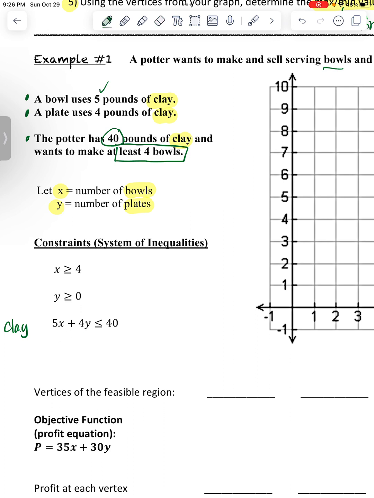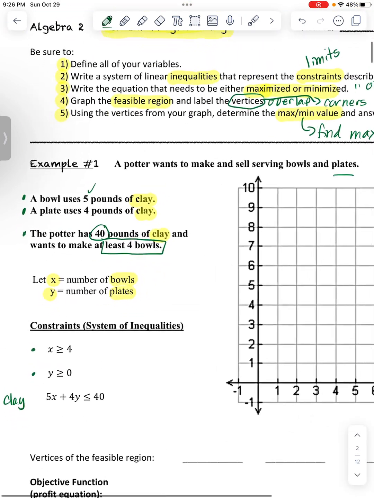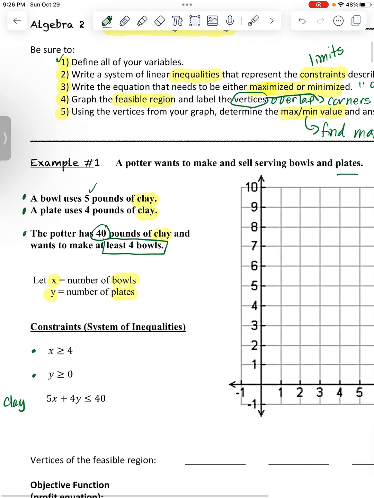Then here where it said he wants to make at least 4 bowls, that's this equation, because X is greater than or equal to 4. And then this one is just realistic. If Y is representing the number of plates, it has to be greater than or equal to 0, because you can't have negative plates. So what we've done so far is we defined our variables, meaning we said that they're going to be the number of bowls and the number of plates. We had help. They wrote the system of inequalities for us, but that's what this is down here.